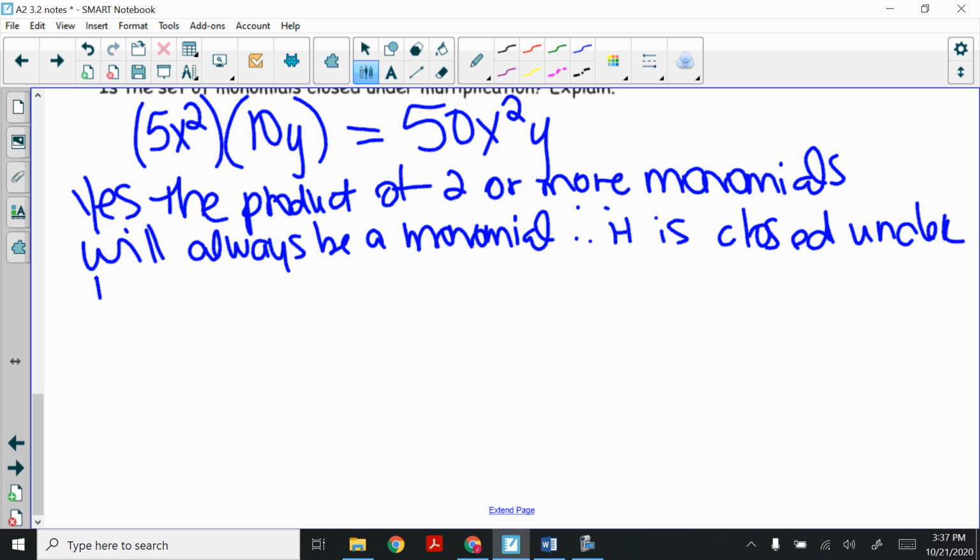That's where we're going to stop for day one of adding, subtracting, and multiplying polynomials. Tomorrow we will look at comparing polynomials and writing polynomial functions.